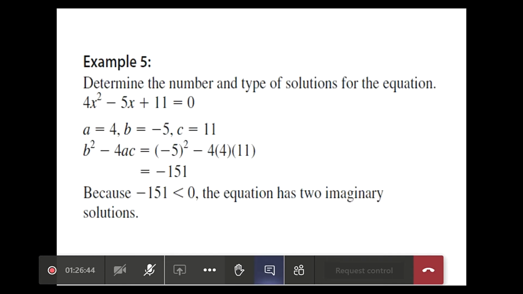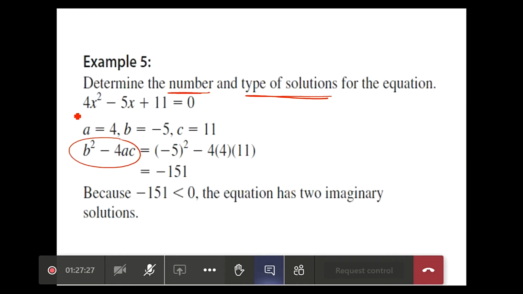Okay, example number 5. Determine the number and type of solution for the equation. Here we need to determine the number and type of solution. Type of solution: real solution, complex solution. This is two types. But the number of solutions: we have two solutions or one solution, two real solutions or one real solution or two complex solutions. Now we must find the discriminant b squared minus 4ac.